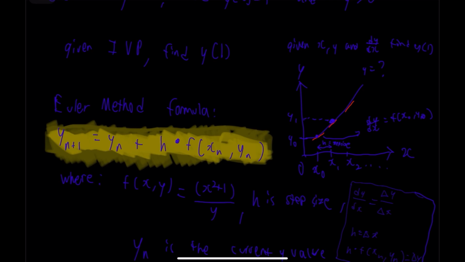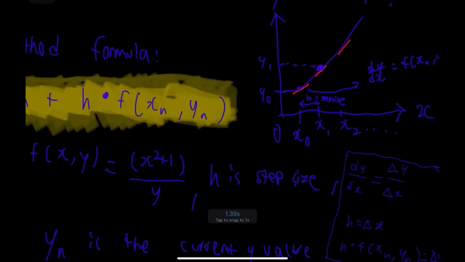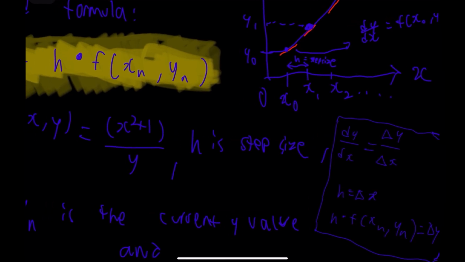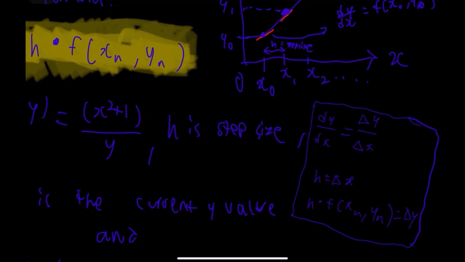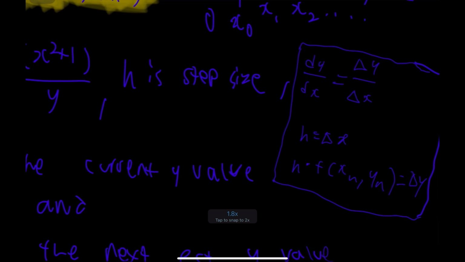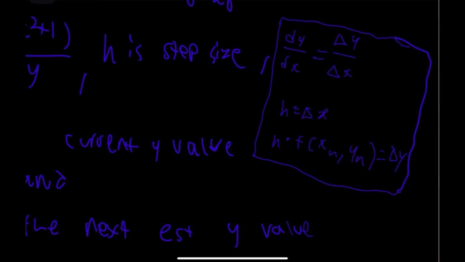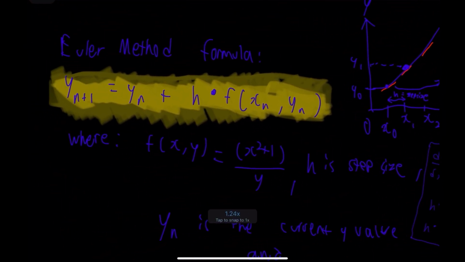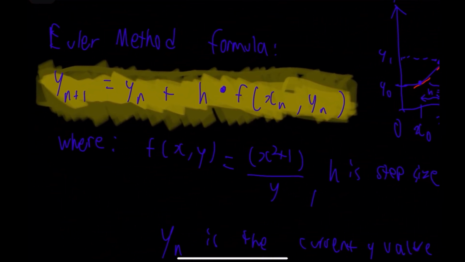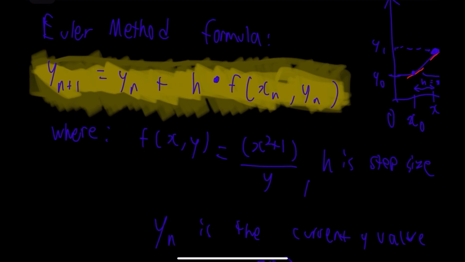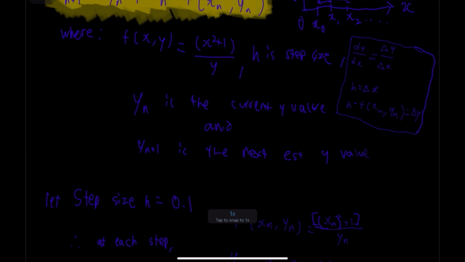And since h is basically the change in x and dy/dx is the change in y over the change in x, multiplying the change in y over the change in x by the change in x basically cancels out the change in x in the denominator, which leaves us with the change in y, which lets us add that to our yn to get the next estimated value of y, aka y(n+1).